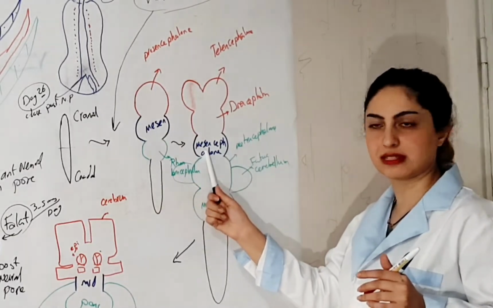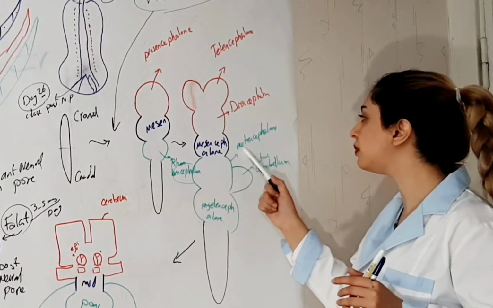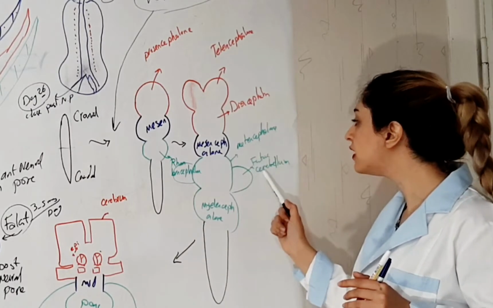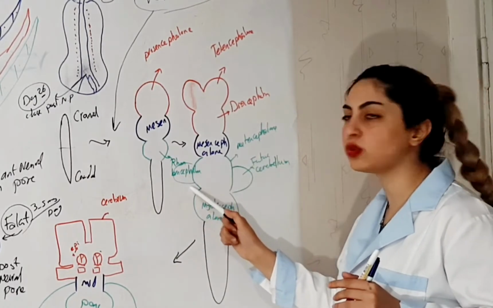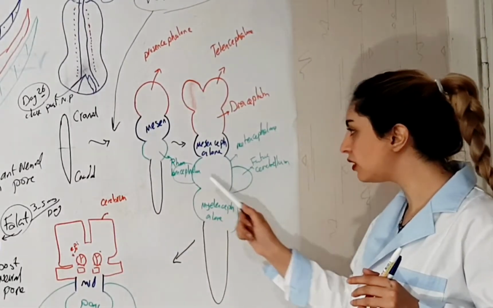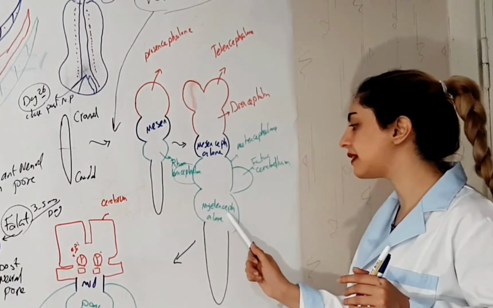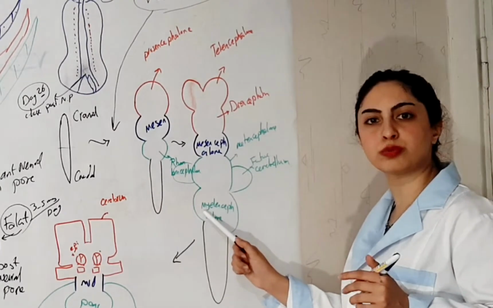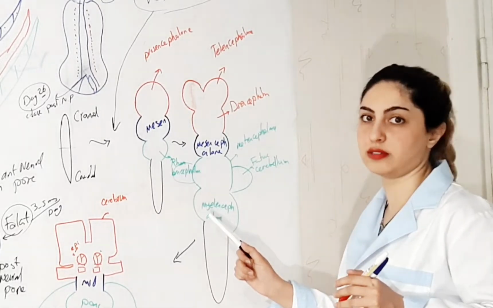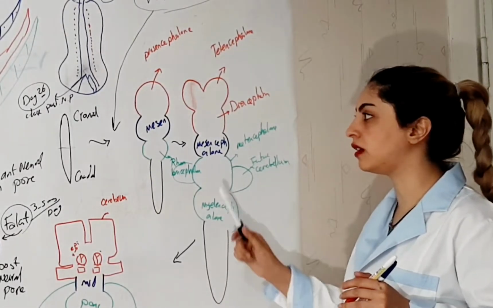The mesencephalon still remains in this process, but the rhombencephalon is going to be the metencephalon and the future cerebellum. So it's going to make the metencephalon, the future cerebellum, and also the myelencephalon, which is going to become my medulla oblongata. So this is the secondary vesicle.